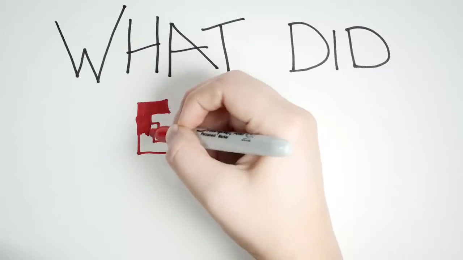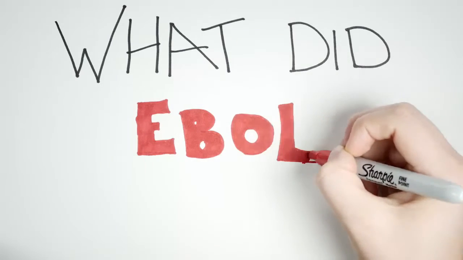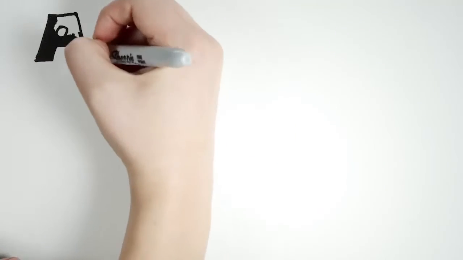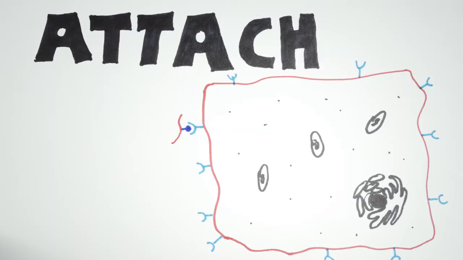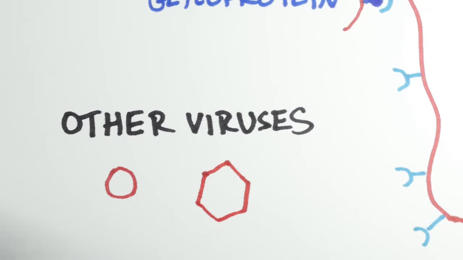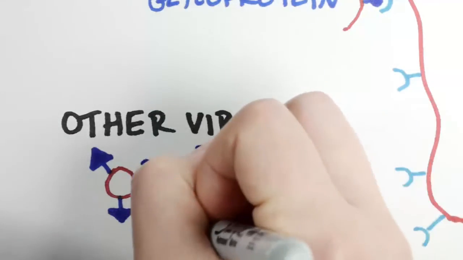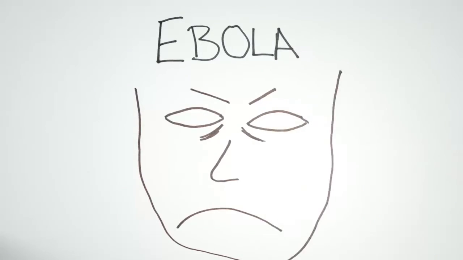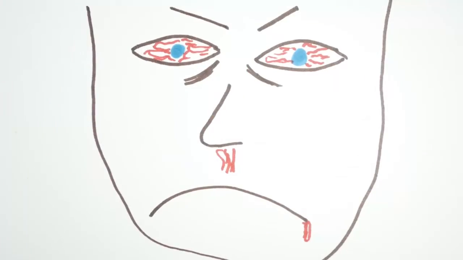So let's review. What did Ebola have to do in order to hijack the endothelial cell and turn it into a virus factory? Step 1. Ebola attached to the cell surface using its glycoprotein key. Different viruses have different keys that allow them to attach to different locks on different types of cells. Ebola has a key that allows it to enter endothelial cells that line blood vessels. This virus causes symptoms of bleeding.